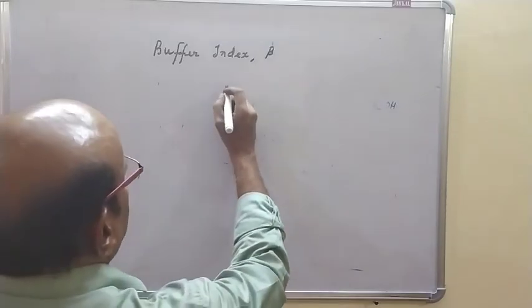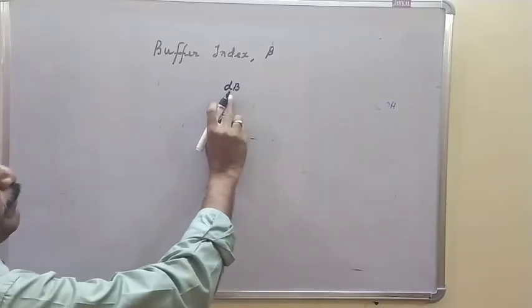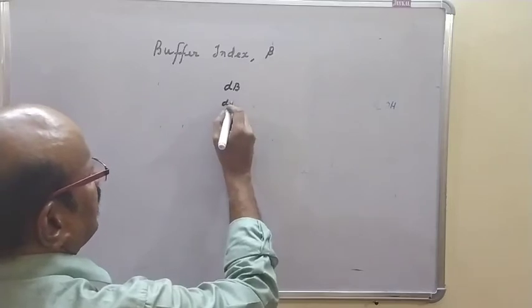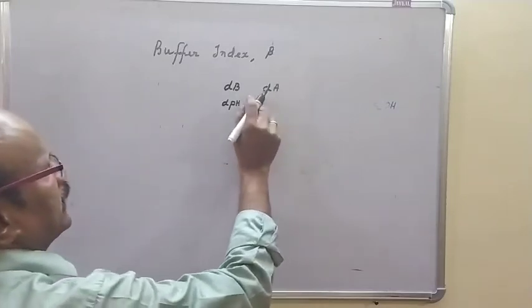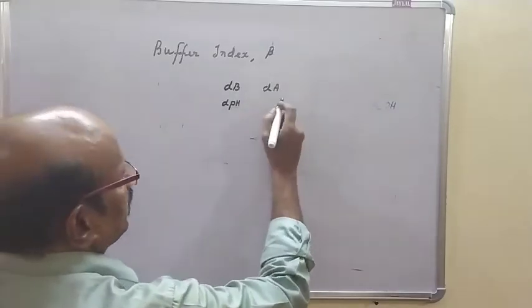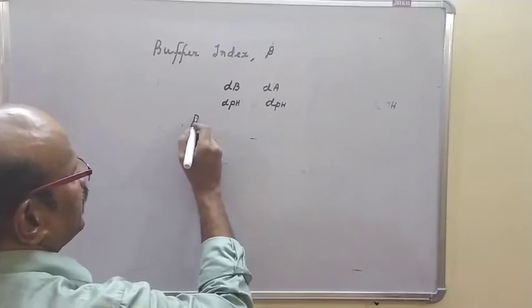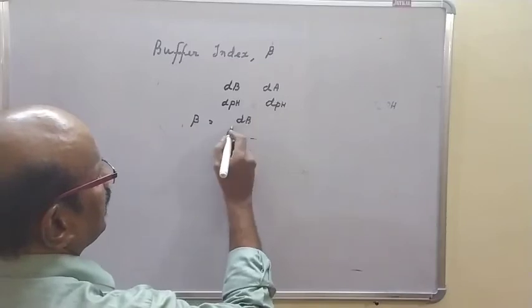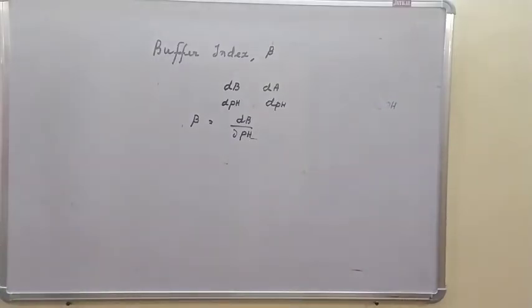Suppose dB is a small increment of the base that is added, and the corresponding change in pH is dpH. Similarly, dA is a small increment of the acid that is added, with a corresponding change in pH, dpH. Then we have the buffer index beta equal to dB by dpH. This ratio is always a positive quantity.